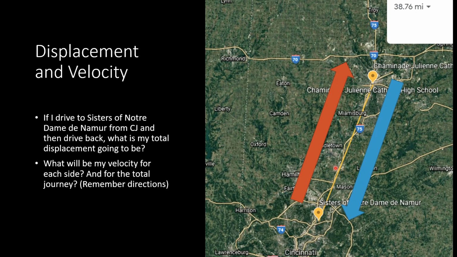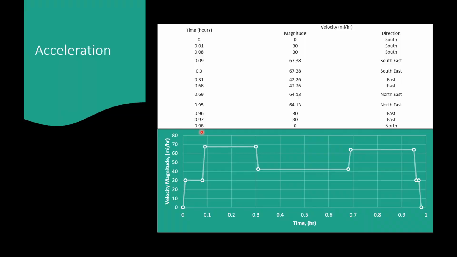So here's one more question before we move on further, on displacement and velocity. If I were to drive to the Sisters of Notre Dame campus from CJ and then drive back, what is my total displacement going to be, and what will be my velocity for each side and for the total journey? That's something you'll have space on your end of class assignment to fill out.